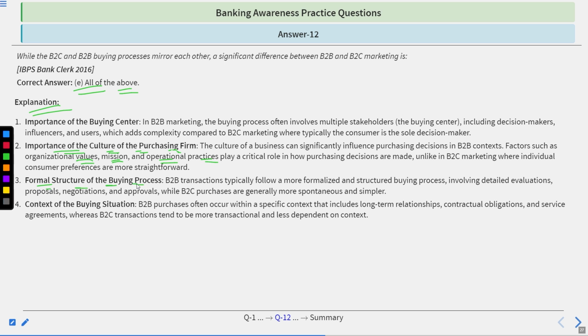Formal structure of the buying process. B2B transactions typically follow a more formalized and structured buying process involving detailed evaluation, proposals, negotiation, and approvals, while B2C purchases are generally more spontaneous and simpler. B2B purchases often occur within a specific context that includes a long-term relationship, contractual obligations, and service agreements, whereas B2C transactions tend to be more transactional, less dependent on the context.